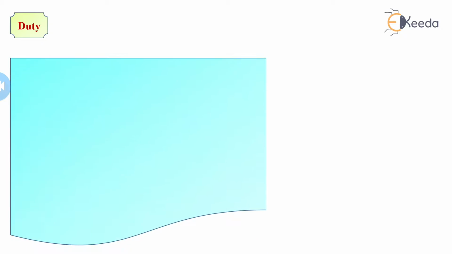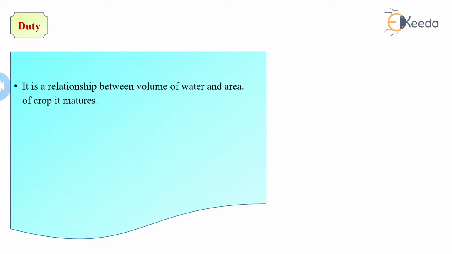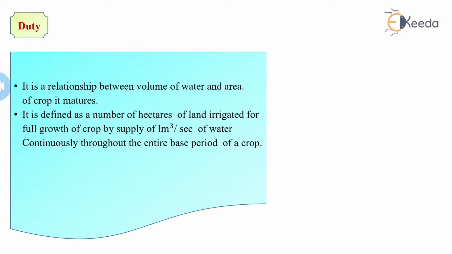So this is termed as the base period. Generally, these are termed as the duty, delta, and base period. So let's discuss our first technical term, that is the duty. It is a relationship between the volume of water and the area of crop that it matures.